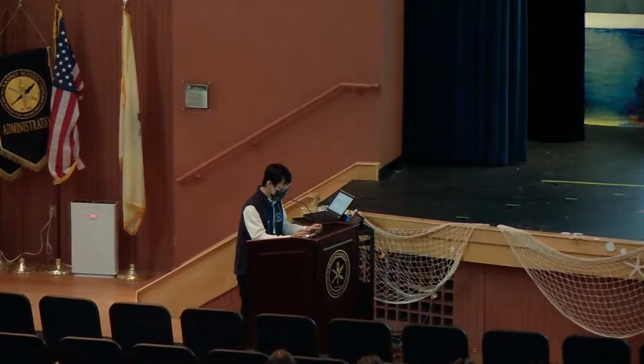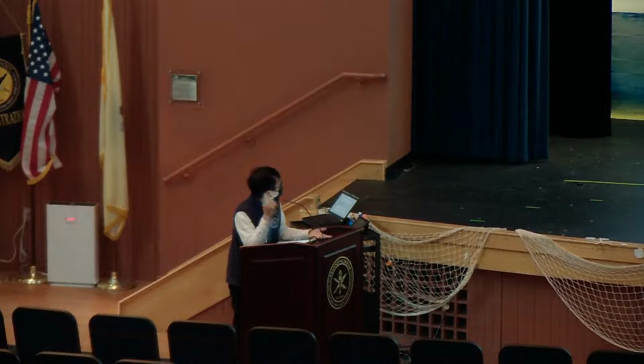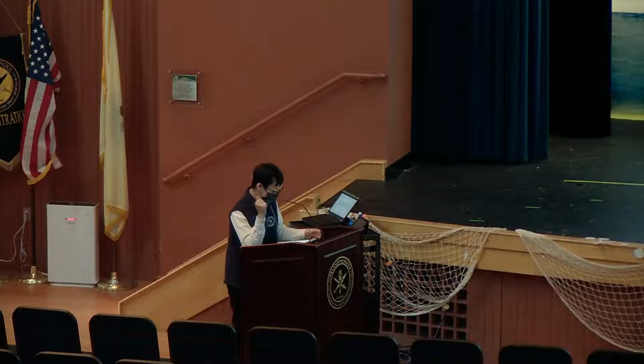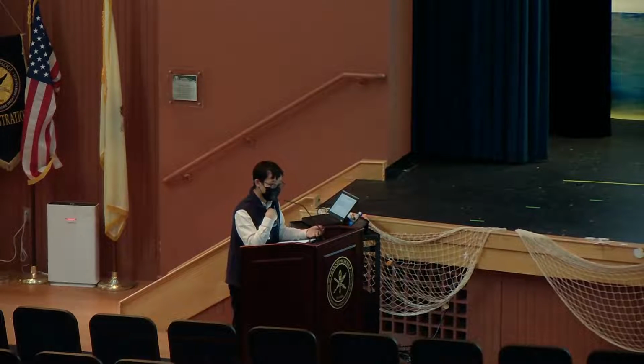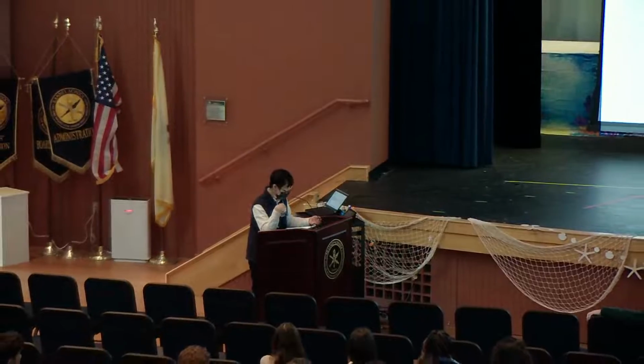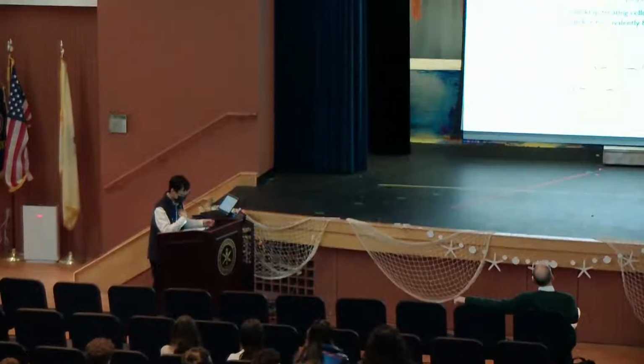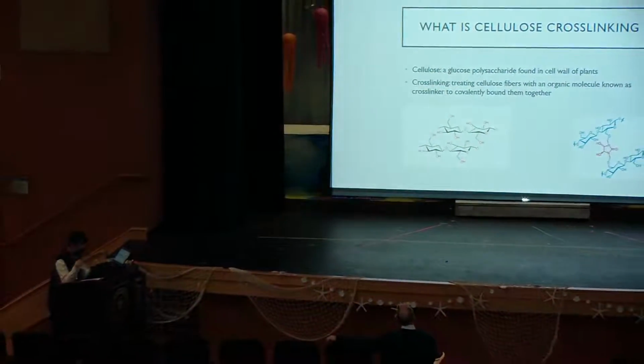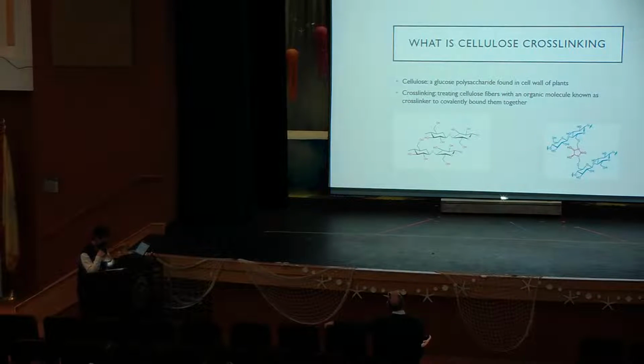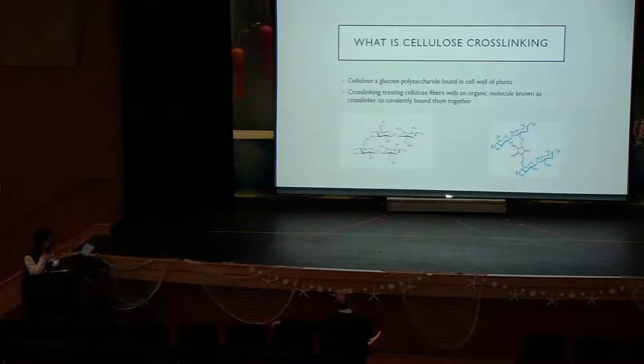So let's start with what is cellulose and what is cross-linking? Cellulose, you might have learned it in bio, but it's just a glucose polysaccharide. Poly stands for many, and saccharide stands for sugar. So it's a sugar polymer.